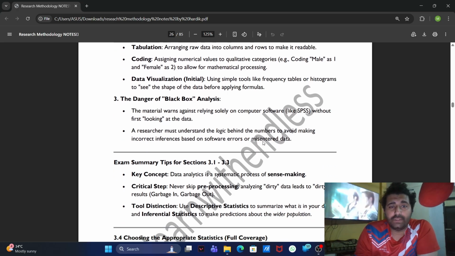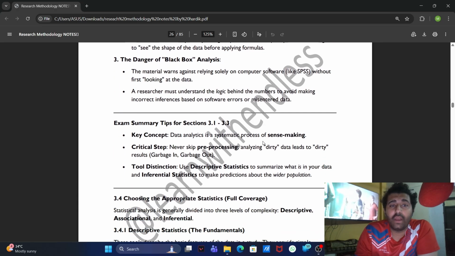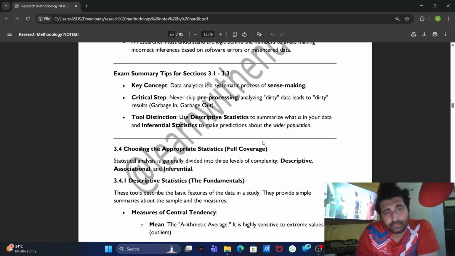The danger of black box analysis. The material warns against relying solely on computer software like SPSS without first looking at the data. A researcher must understand the logic behind the numbers to avoid making incorrect inferences based on software errors or misentered data. Key concept: data analysis is a systematic process of sense making. Critical step: never skip preprocessing. Analyzing dirty data leads to dirty results, garbage in and garbage out.